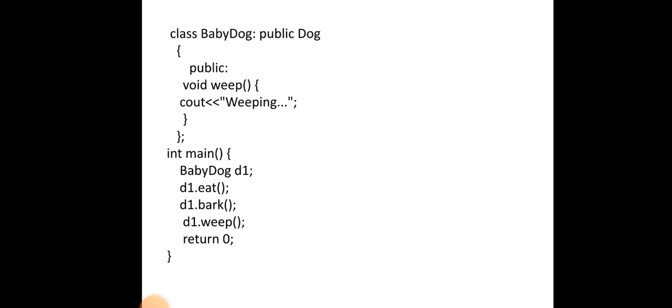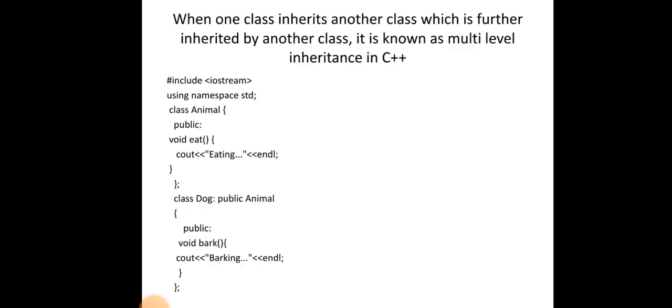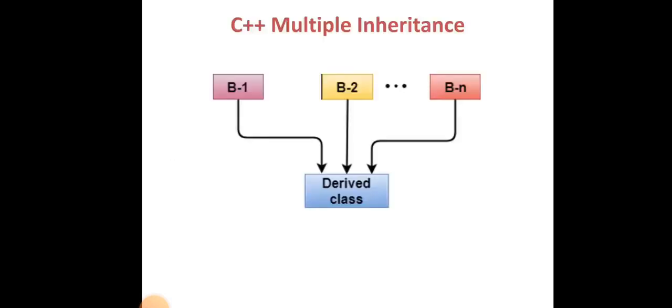In the main function, we create an object for the last derived class, that is baby dog. The object for the baby dog derived class is D1. Using this D1, we are going to access the member function from each class: D1.eat, D1.bark and D1.weep. Through this type of implementation, we are able to explain how multi-level inheritance works.